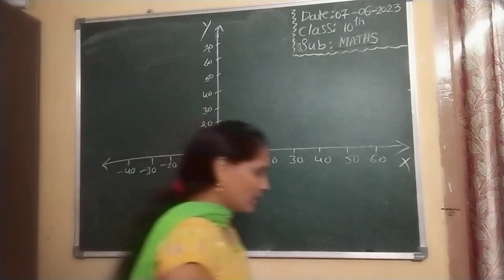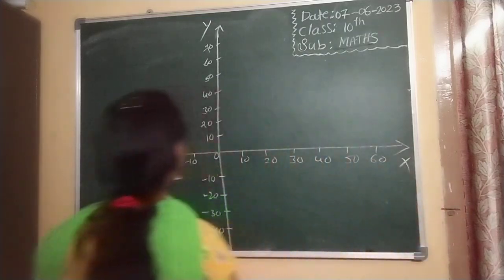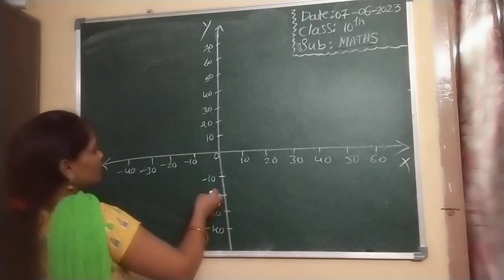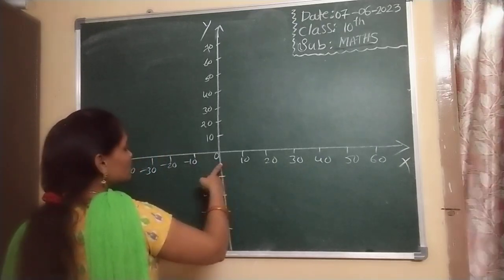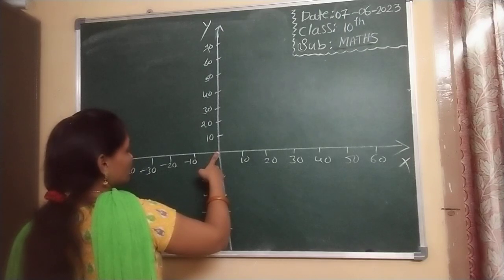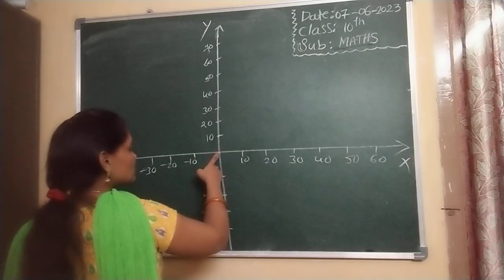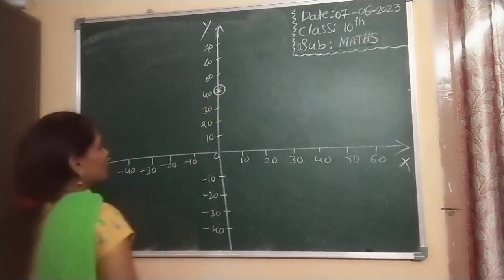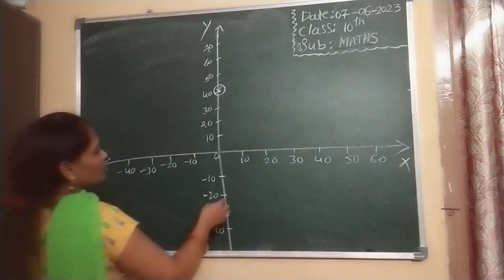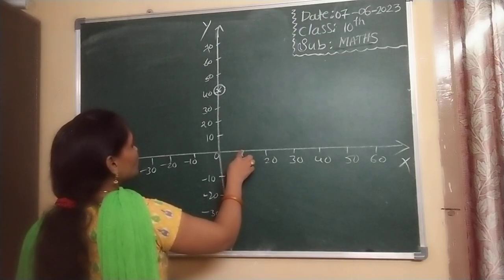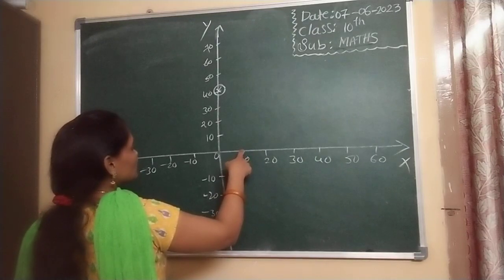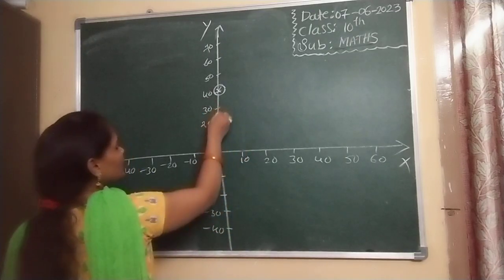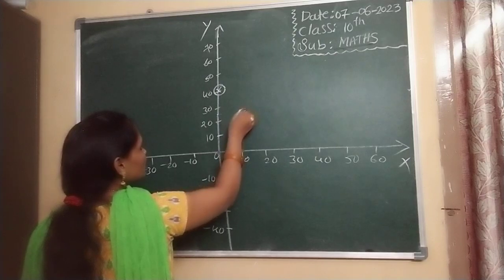Okay, now I have values here in the textbook. Already we did solutions now. So 0 comma 40. First pair of linear equation, 0 comma 40. X is 0, y is 40. So here it will come. Okay, next 10 comma 25. X is 10, y is 25. So in between 20 and 30, 25 is there. So here it will be.